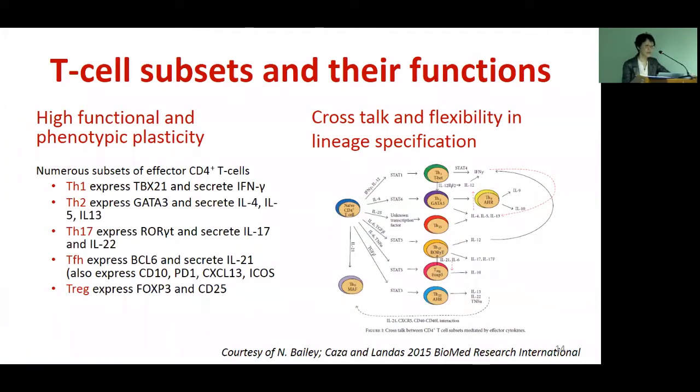As I said before, T-cell subsets and their functions show a lot of plasticity. There's a lot of crosstalk and flexibility in their lineage specification. So just focusing on CD4 positive T cells, there are numerous subsets. We recognize Th1 cells that express certain transcription factors and secrete cytokines. Th1 expresses TBX21. Th2 cells express the GATA3 transcription factor and secrete IL-4, IL-5 and IL-13.